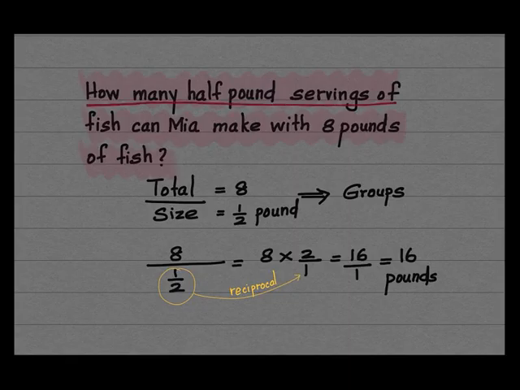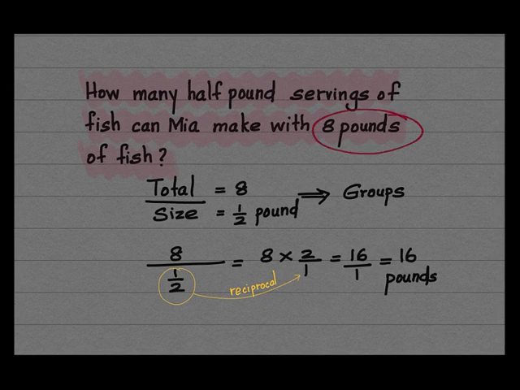How many half-pound servings of fish can Mia make with 8 pounds of fish? So we know the total is 8 pounds here. How many half-pound servings? The size is half pound. The total is 8. To find the group, we have to divide the total by the size. Right? So write the total divided by the size, which is a fraction, half.